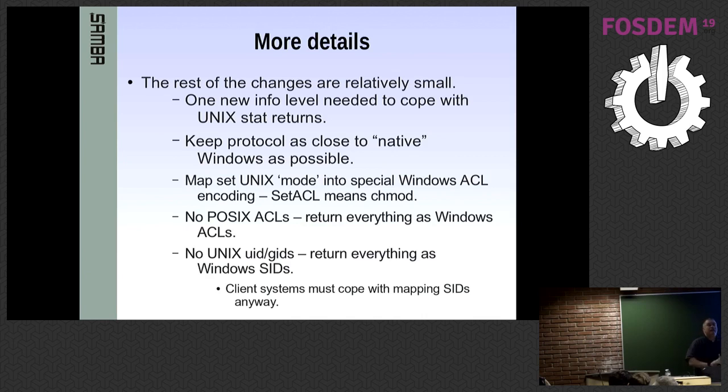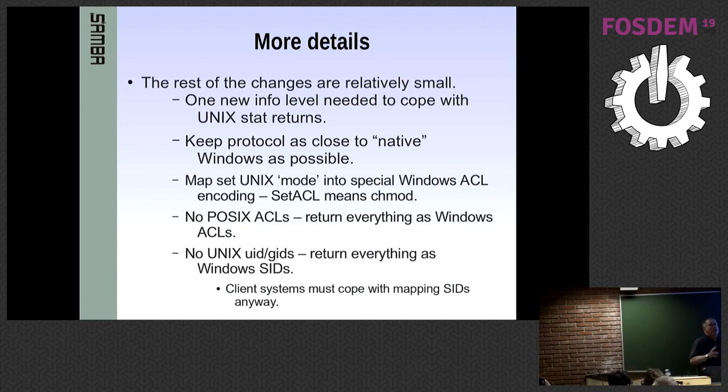Why is this? This actually was a big argument. We went round and round for many months over this, and the reason for it ultimately is any SMB client has to cope with mapping Windows SID security IDs into Unix numbers, UIDs and GIDs. The client already has to do this work, so I'm not going to make the server do it.